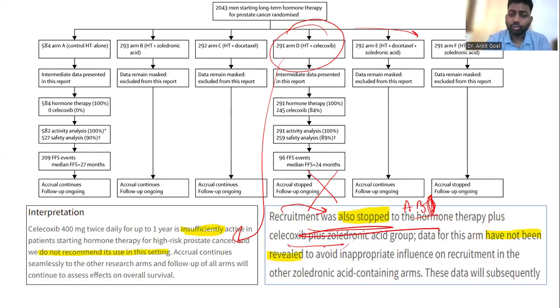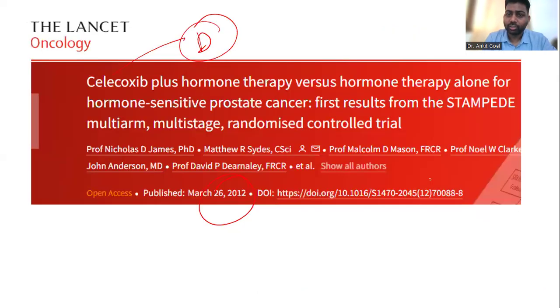Okay, the reason was that celecoxib is going to make the result all biased, and so even the arm F recruitment stopped. If you look at this slide, the only thing you need to focus on is that arm D recruitment was stopped in 2012 after this publication in Lancet.